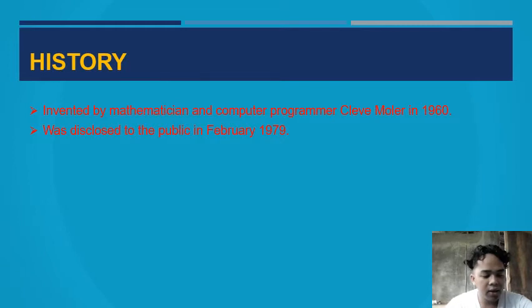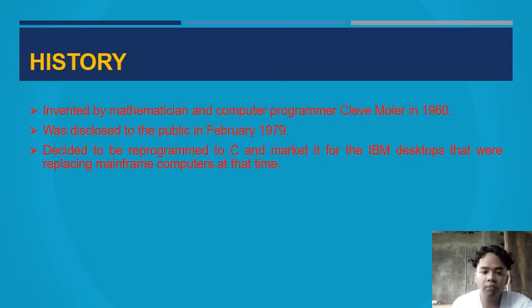In 1980, Cleve Moler met John N. Little, and they decided to reprogram MATLAB into C and market it for the IBM desktops that were replacing mainframe computers at that time. John N. Little and programmer Steve Bangert reprogrammed MATLAB in C, created the MATLAB programming language, and developed features for toolboxes.